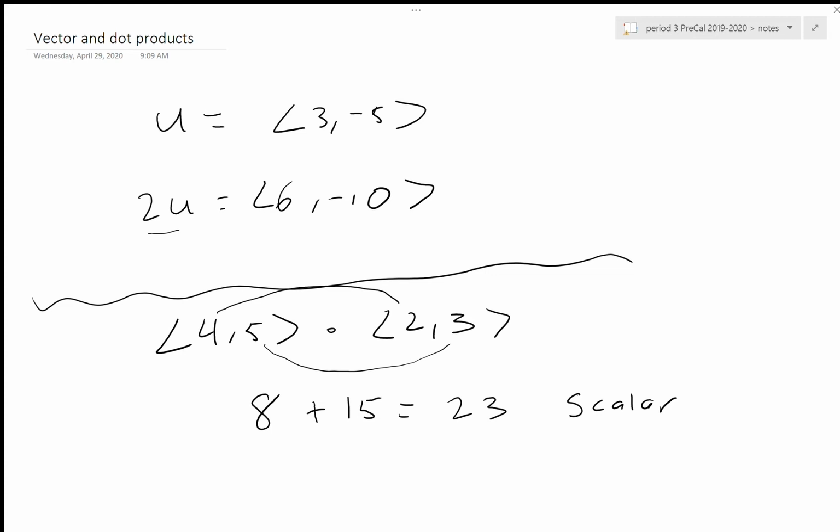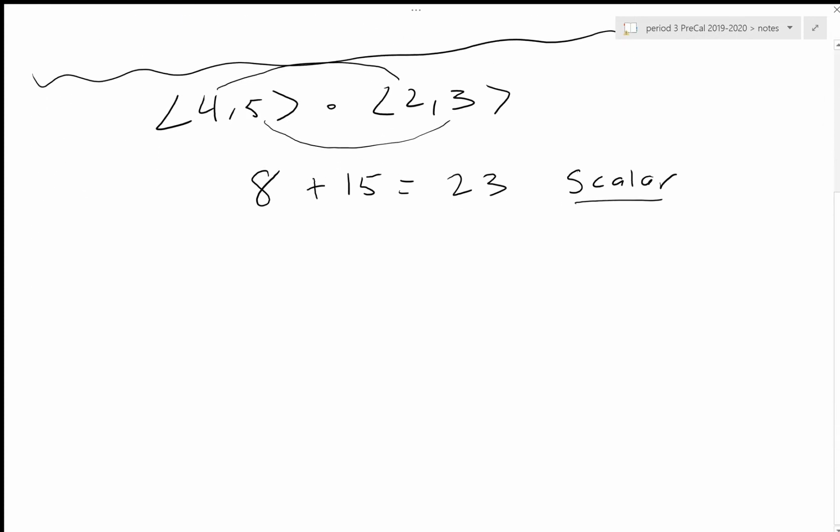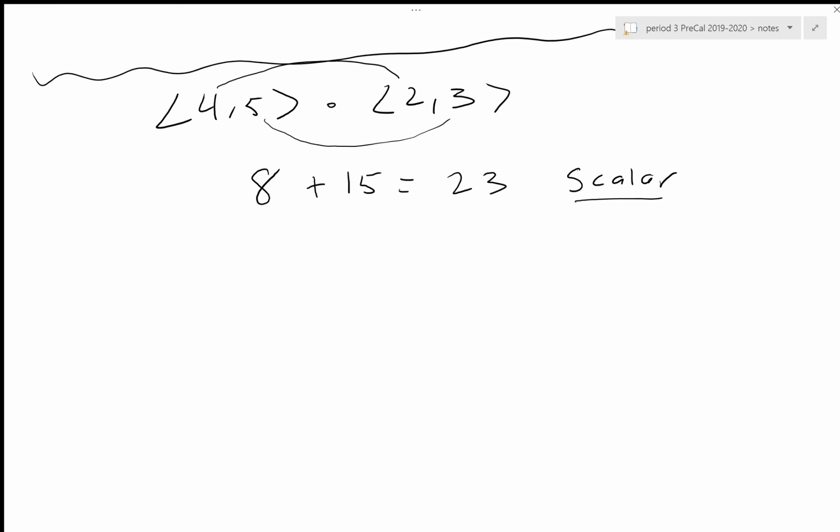Okay? When we multiply, this would be considered a scalar. This is a vector. And when you multiply a scalar and a vector, this answer right here is a vector. But when you multiply two vectors, you get a scalar. The reason why I'm going over that is because in the work, it's going to ask you to do the work and then state whether it's a vector or a scalar. Okay, so it's real simple.